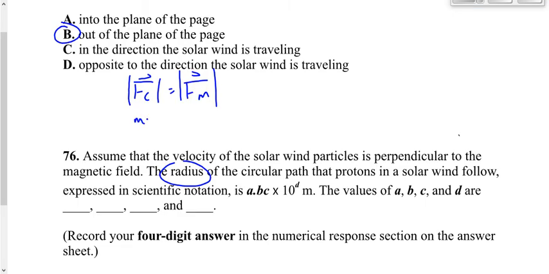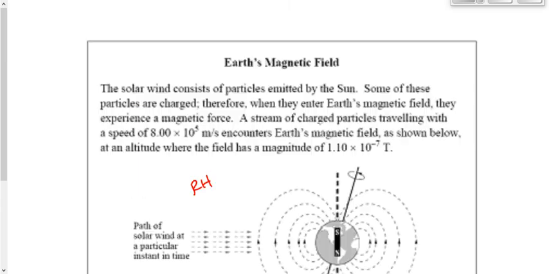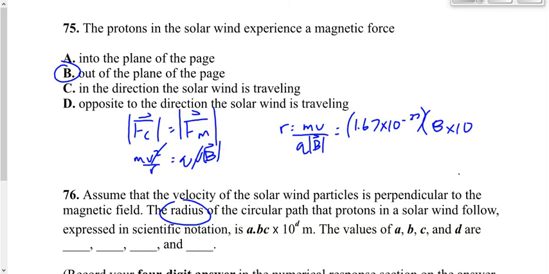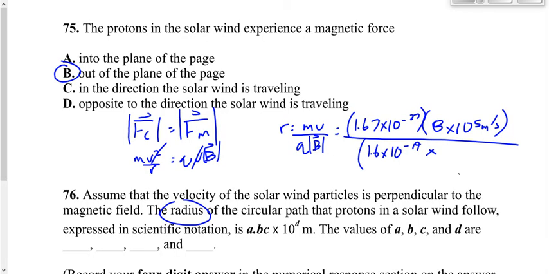We're going to say mv squared over r equals qvb. These cancel. Solving for r, the r goes up by multiplying, qb goes down by dividing, becomes mv over qb. Now we know the mass of the protons is 1.67 times 10 to the minus 27. We're given the speed of the protons in the question, 8 times 10 to the 5 meters per second. We're going to divide that by the charge of the protons, which is 1.6 times 10 to the minus 19. And then we're going to multiply that by the magnetic field strength, which was 1.1 times 10 to the minus 7 Tesla.